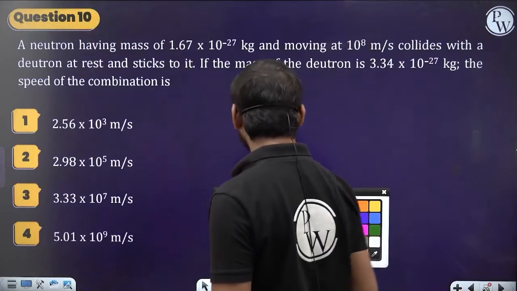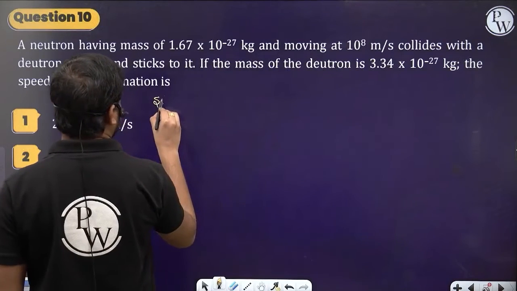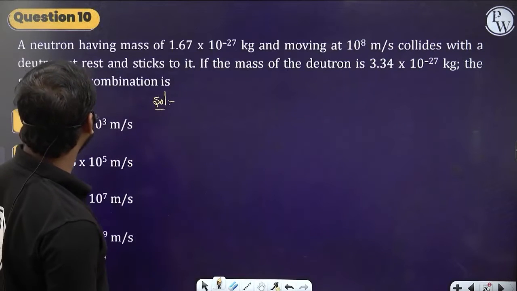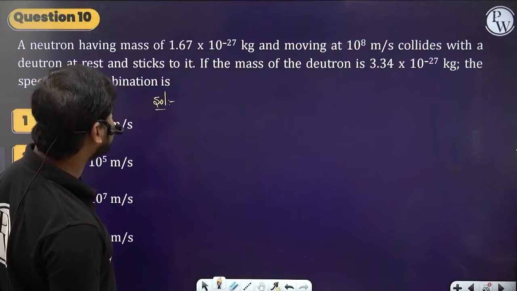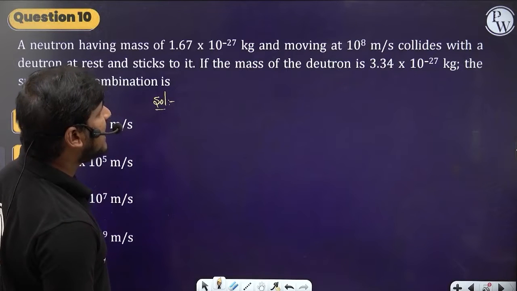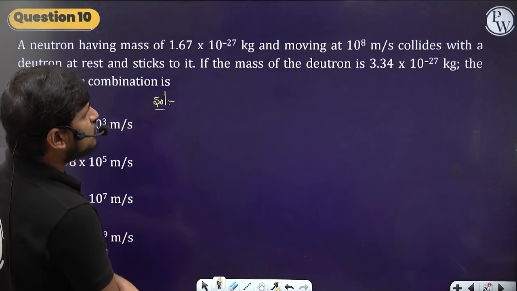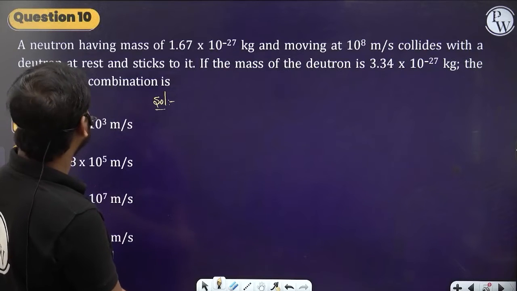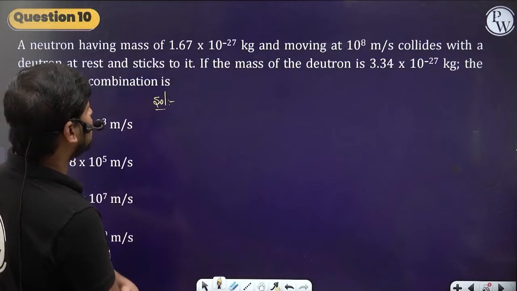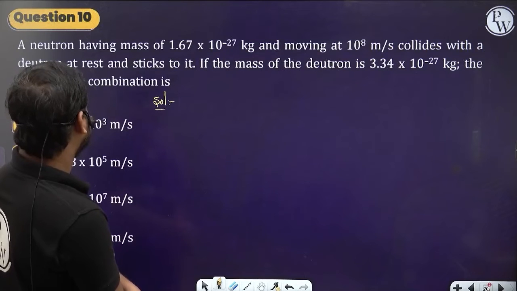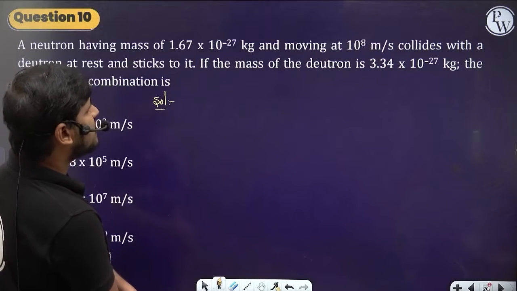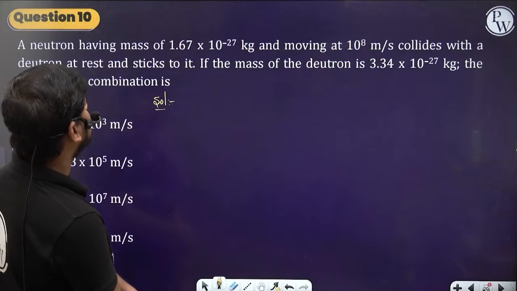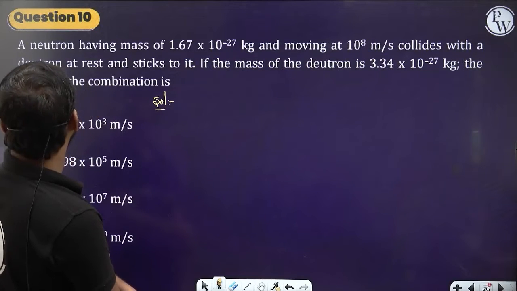So what does the question say? Question number 10. A neutron having mass 1.67 into 10 to the power minus 27 kg, moving at 10 to the power 8 meter per second, collides with a deuteron at rest. Deuteron means 2 times the mass of the neutron. And it sticks to it. The mass of the deuteron is also given, 3.34 into 10 to the power minus 27 kg. We need the speed of the deuteron.